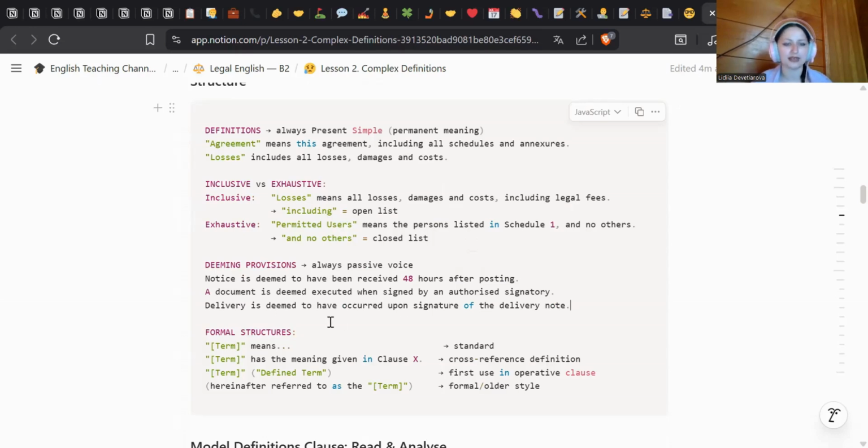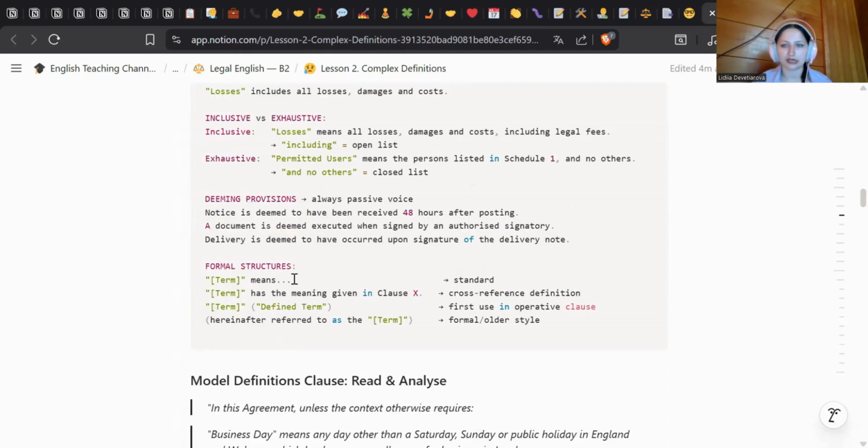Passive. Formal structures. Term means something. That's a standard. Term has the meaning given in clause certain. Cross-reference definition. Term, defined term. First use in imperative clause. Hereinafter referred to as the term. That's a formal or older style, but it is still common.